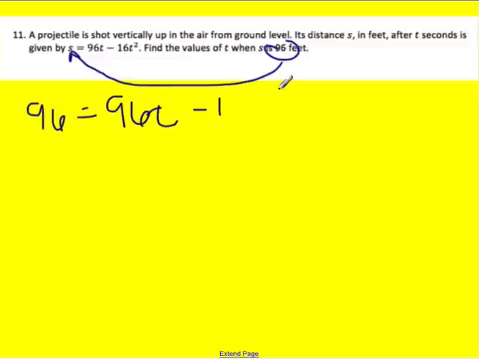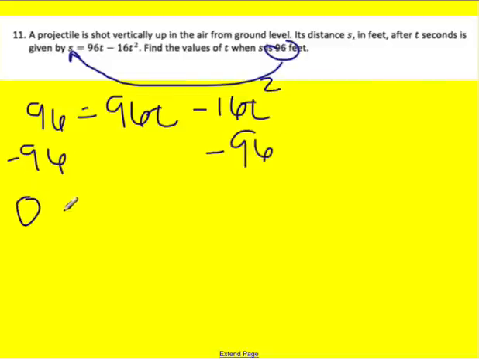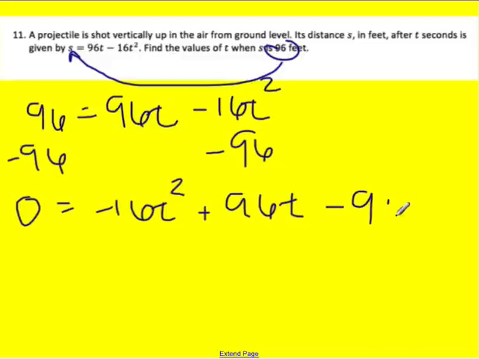So again, to use the quadratic formula, you have to have it set equal to 0. So we're going to go ahead and subtract 96 from both sides. So then you get 0 is equal to, then our first term is negative 16t squared plus 96t minus 96. Okay, so if you notice what I did is I put it in standard form. I put my squared term first, then my t term, then my constant.